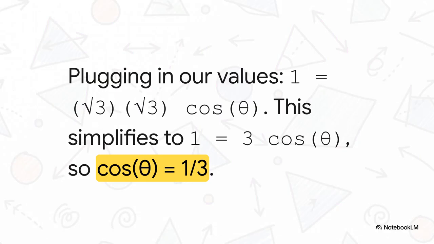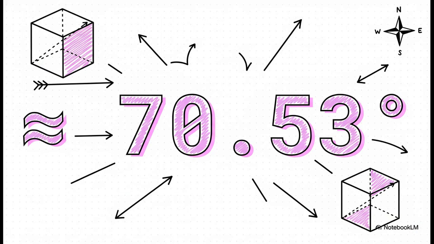Let's plug everything back into that magic formula. The dot product was 1. The product of the magnitudes is the square root of 3 times the square root of 3, which is just 3. So we have 1 equals 3 times the cosine of our angle. We just rearrange that, and we find that the cosine of the angle is 1/3. And if you punch that into a calculator, the inverse cosine of 1/3, you get an angle of approximately 70.53 degrees. There it is. Not 60, not 90, but this really cool, unique angle that comes right out of the cube's own geometry. This is the angle between any pair of the cube's main diagonals.